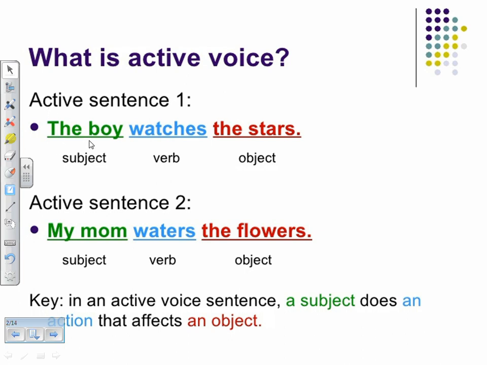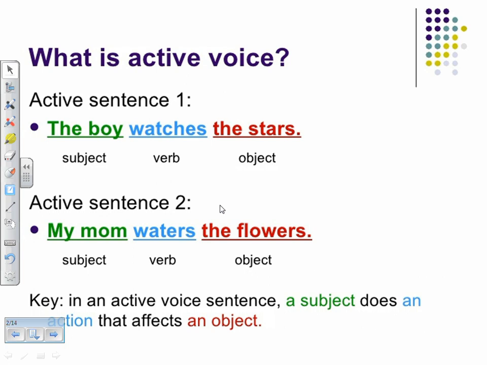Subject, which is the boy. Verb, which is watches. The stars, which is the object. Okay? Remember this. Subject, verb, object. If I want to change it into the passive, what do I use? The scissors. I will start with the object, then end with the subject. So it will be, who can switch it? The stars are watched by the boy.